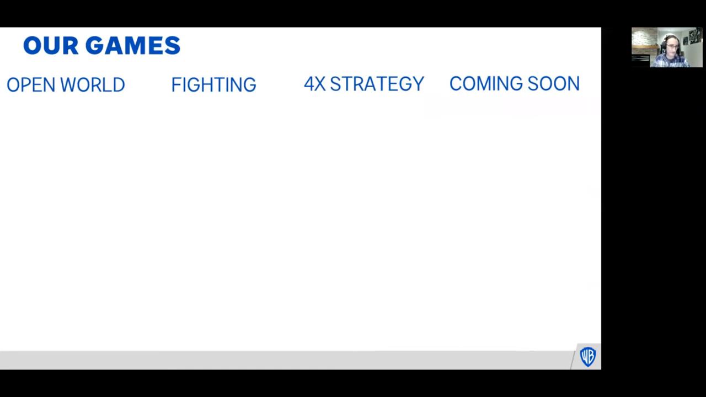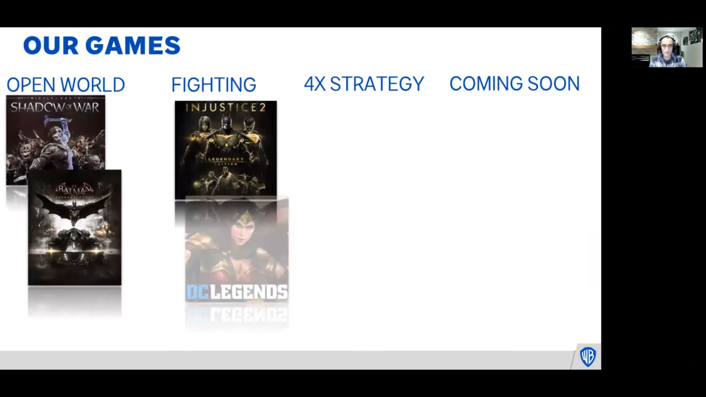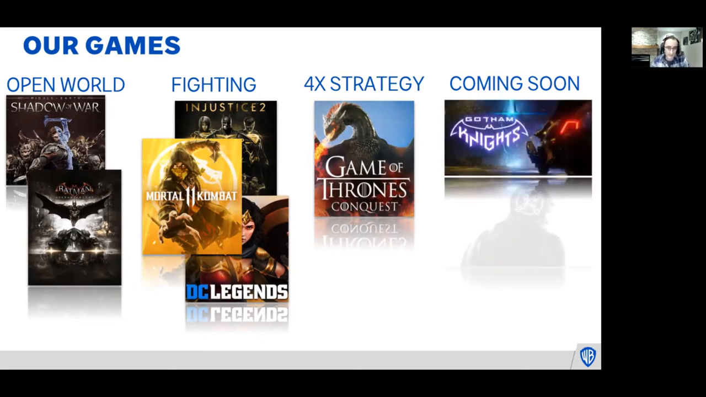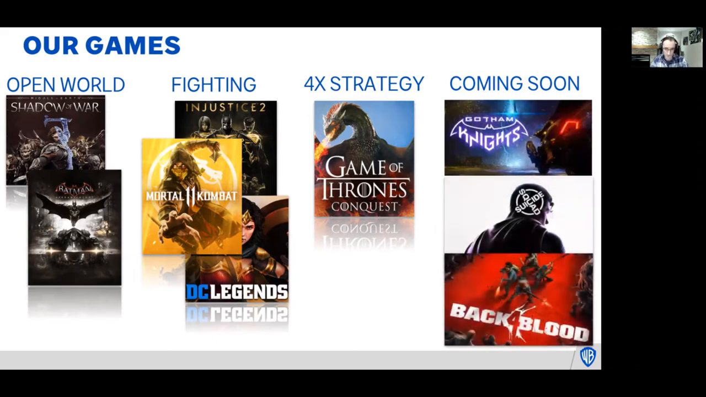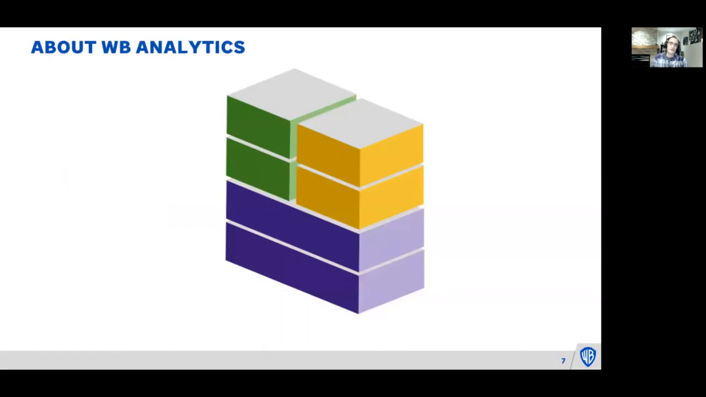Our last 5 or so years have been shaped by games like Arkham Knight, Injustice 2, Shadow of War, DC Legends on mobile, Mortal Kombat 11, Game of Thrones Conquest, once again on mobile. And we have some exciting new games coming up, Gotham Knights, Suicide Squad, and Back 4 Blood. And my team has been active in all of these and continues to be active in the titles that are currently in development.